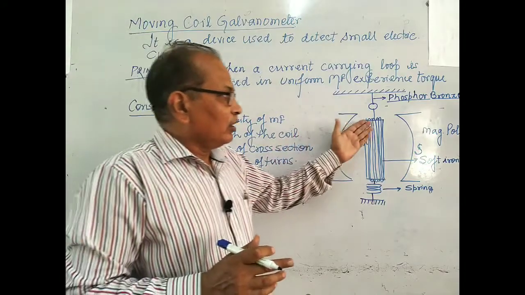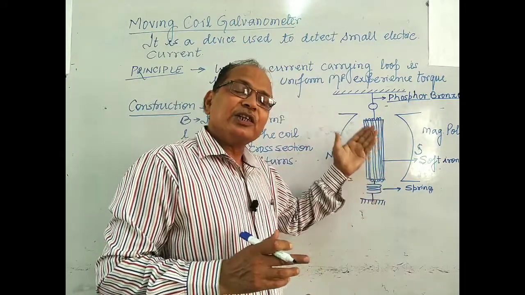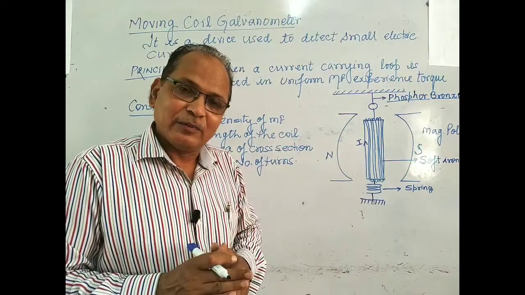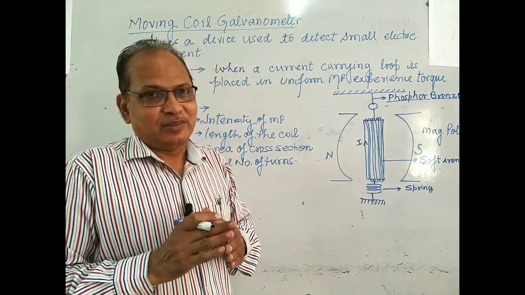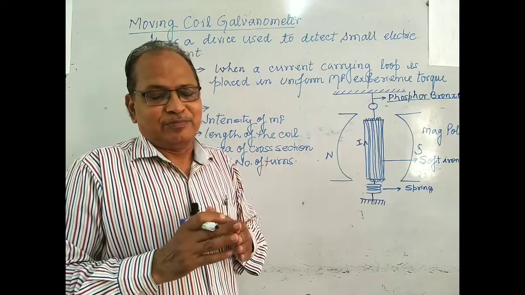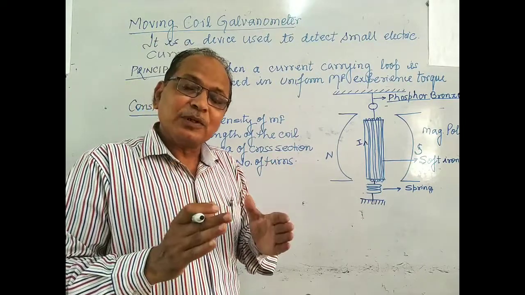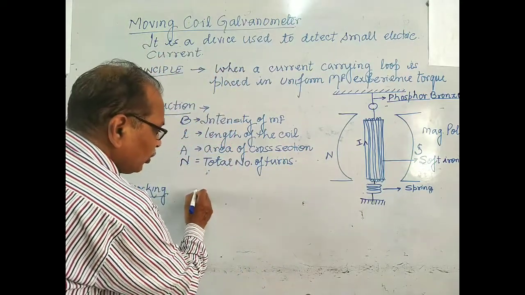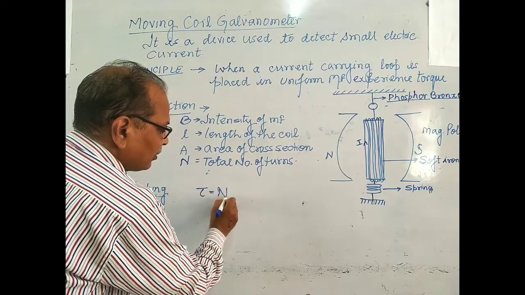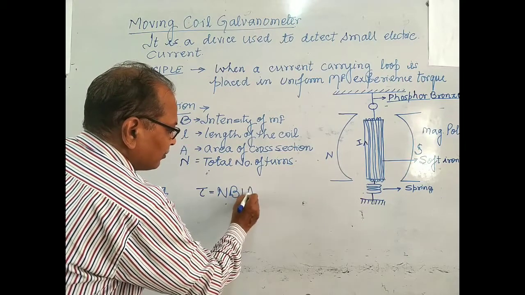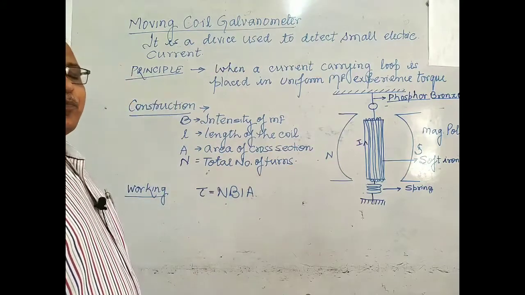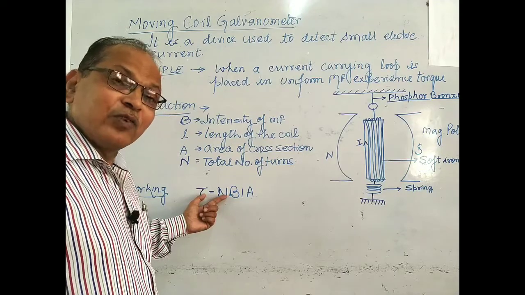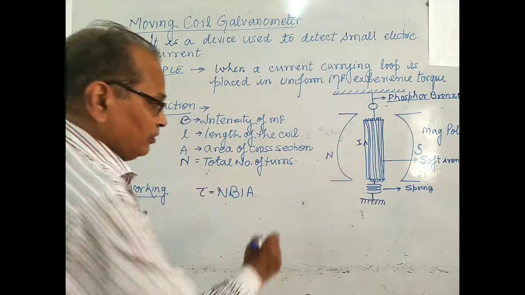If this loop in which current I is flowing is placed in the radial magnetic field, then what happens? It experiences torque, and the torque experienced within the radial magnetic field will be NBIA. This is the maximum torque experienced by the coil within the radial magnetic field. Number 1.